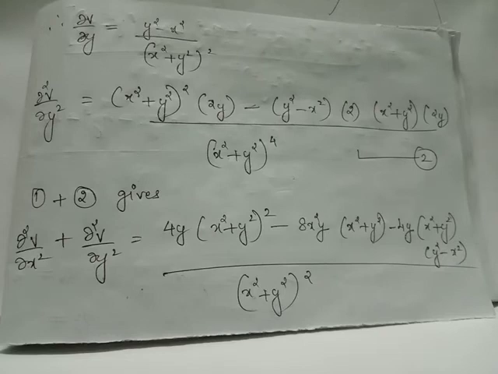When we add equation 1 and 2, we obtain dou square v by dou x square plus dou square v by dou y square also equals 0, from which we conclude that v is also a harmonic function.